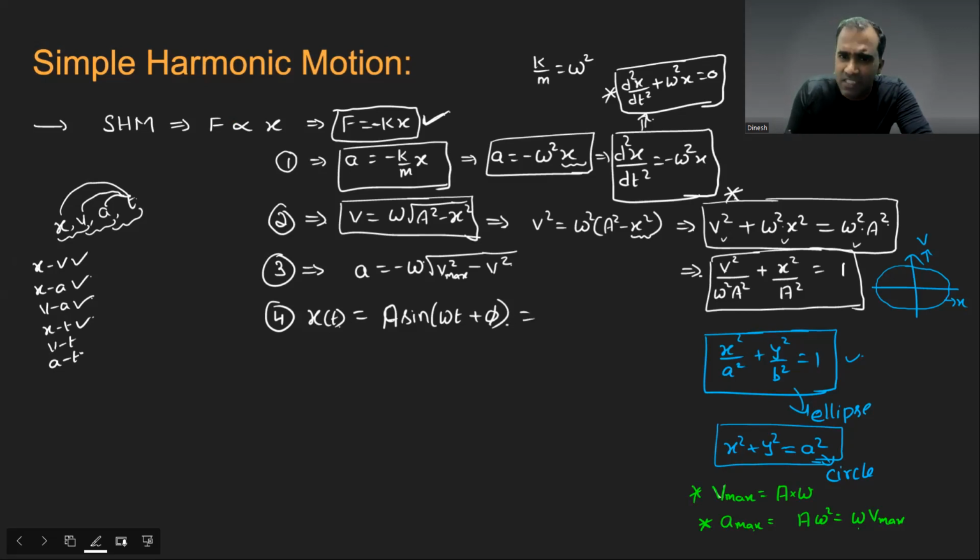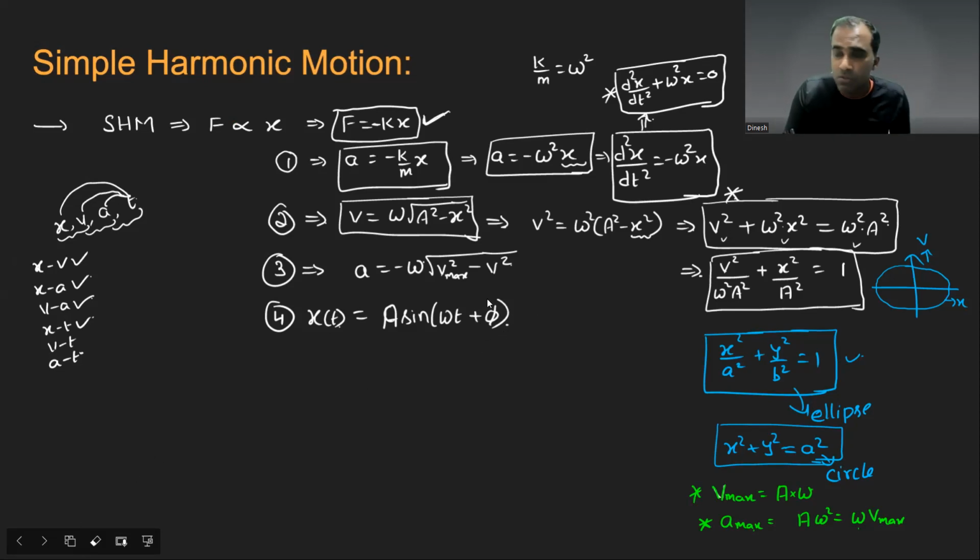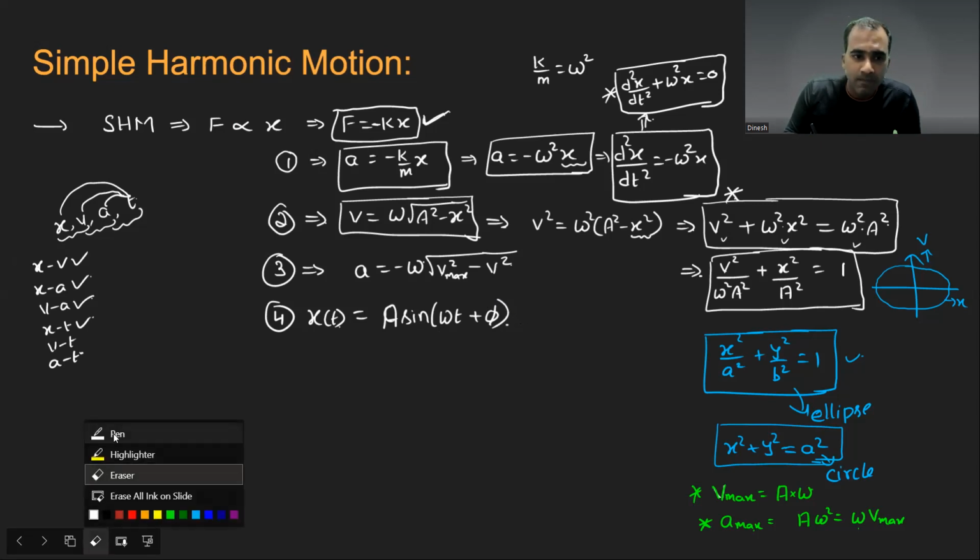If you want, you can just write it as x equal to A sine omega t plus phi. But if somebody writes it as A cos omega t plus phi, no problem. There is no issue in that. Whenever you write A sine omega t plus phi, you can write it as A cos omega t plus some phi dash, something like that. What is the relation between cos and sine?